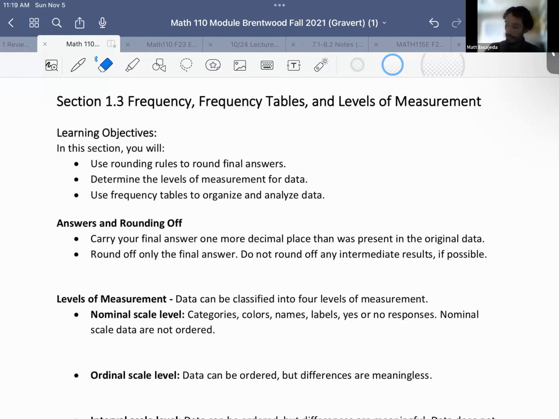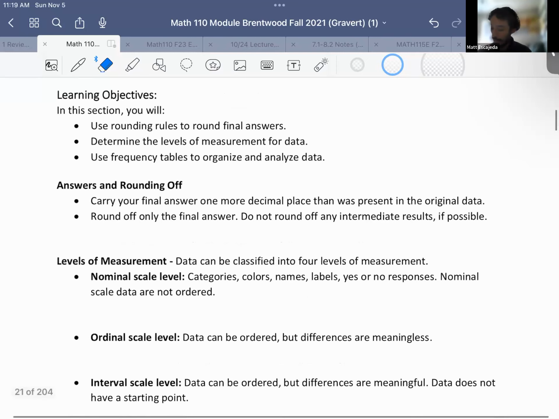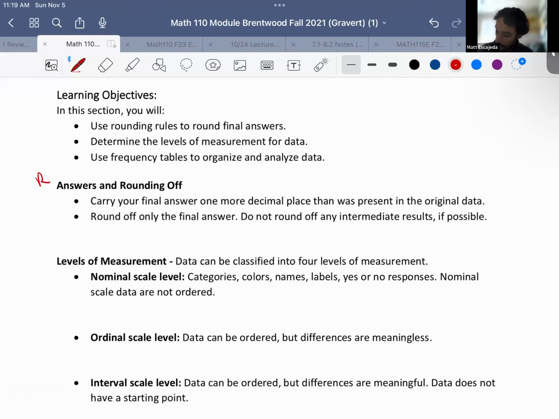So first off, we're going to be talking about rounding rules for this short portion. Answers and rounding off. These are some typical rules that we'll be using throughout this course. One of them is carry your final answer one more decimal place than was present in the original data. We'll see what we mean in a second. And then round off only the final answer. Do not round off any intermediate results. Okay, so let's look through some examples and see what we mean.